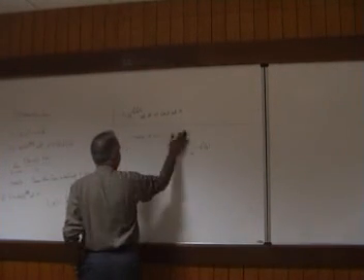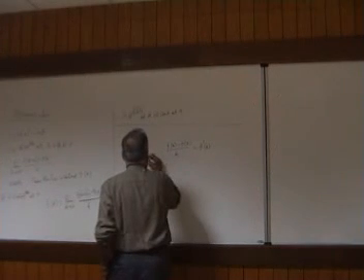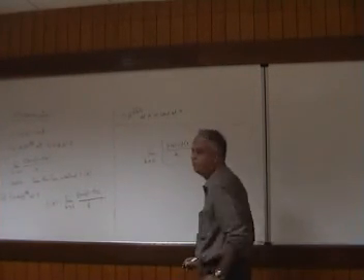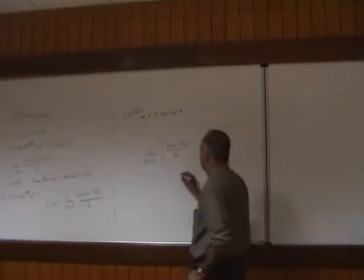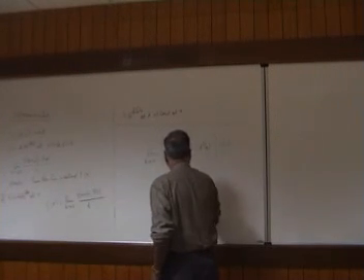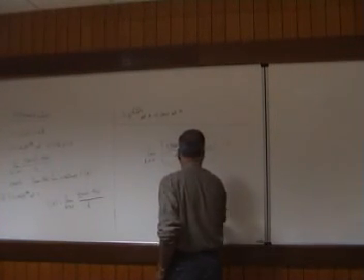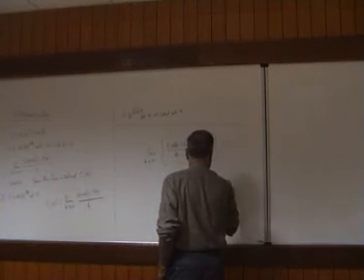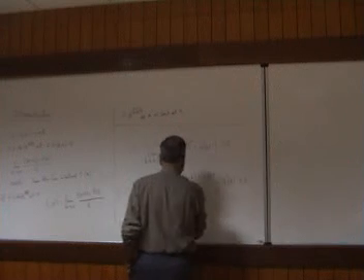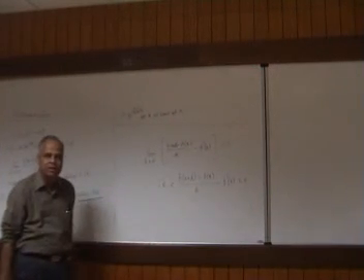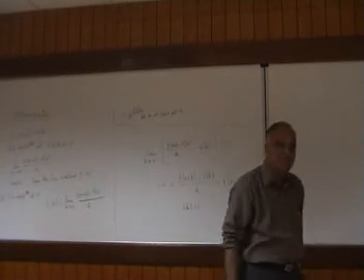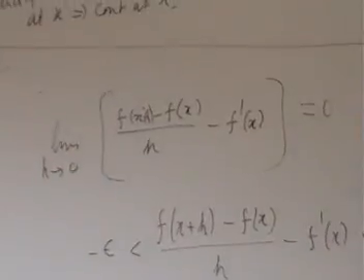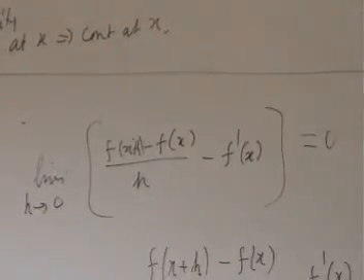But let me even put it this way. What can I say about this? That is made equal to 0, which means if you look at this, it can be made to lie between two numbers, minus epsilon and plus epsilon, for mod h less than delta. If the increment is small enough, then the difference can be made small.